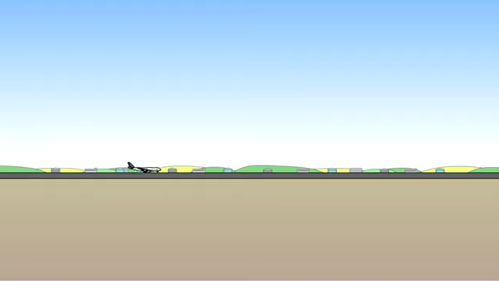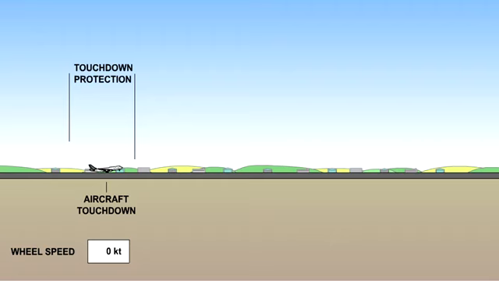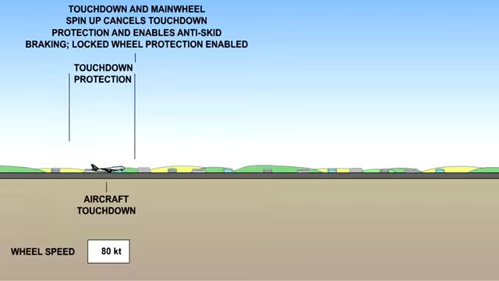To summarize the electronic anti-skid system, here is a demonstration of how it will operate during approach and landing. On approach, with the gear selected down and anti-skid switched on, the touchdown protection system will not allow the brakes to be applied. On touchdown, once the ASU receives an on-ground signal and the main wheels have spun up to about 80 knots, touchdown protection is disabled and braking can commence. The anti-skid system will now modulate the brakes to produce optimum braking.